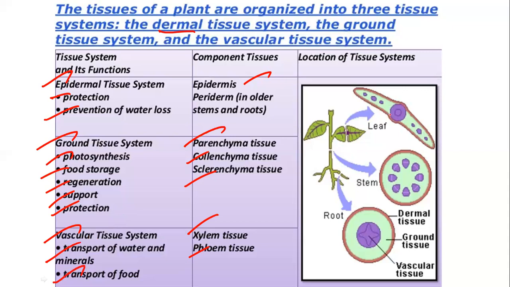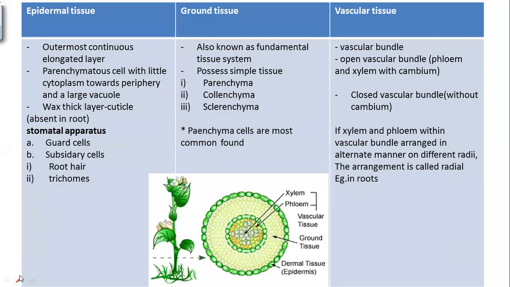You can see the location of these types of tissues in the leaf, the cross section of the stem, and the cross section of the root. The dermal tissue is present in the outermost layer of the root, stem, or leaf. The ground tissue is nothing but the cortex part, and the vascular tissue is the place where the xylem and phloem are present. Now we'll study all these tissues in depth.